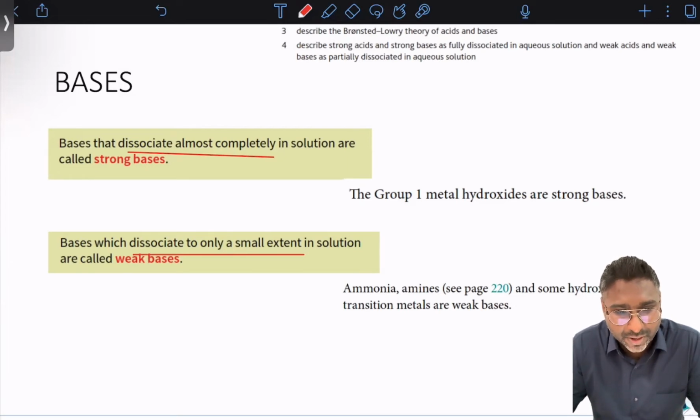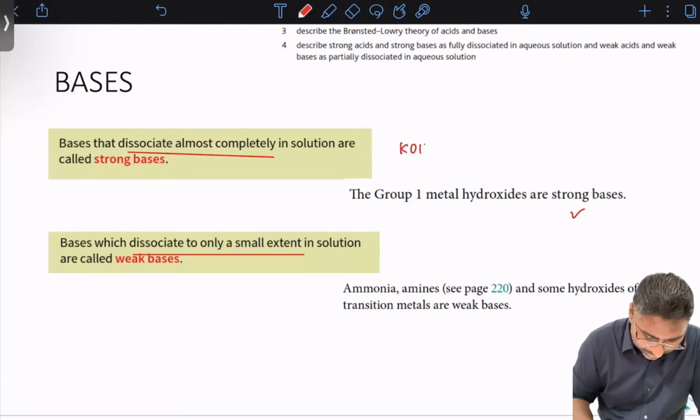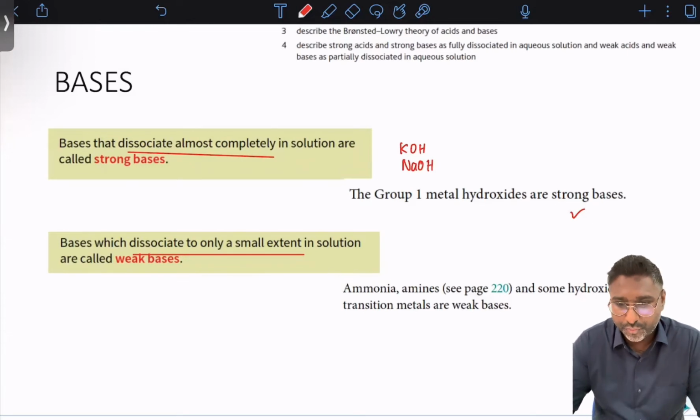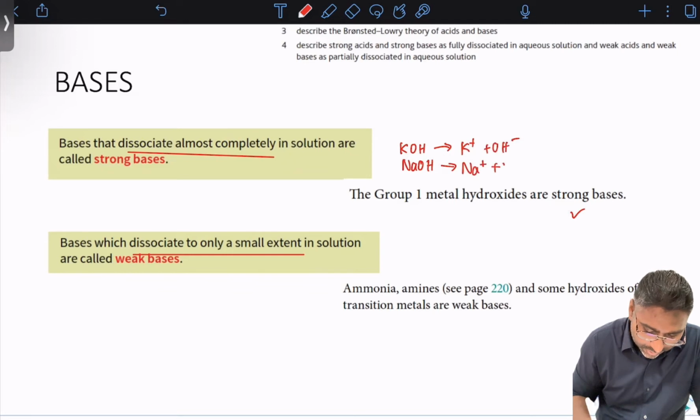So let's look at what is a strong base. Most of the group 1 metal hydroxides are strong bases. Example, KOH, NaOH. All these are group 1 metal hydroxides. They are strong bases. When they dissolve, they are going to give you K plus and OH minus, Na plus and OH minus.